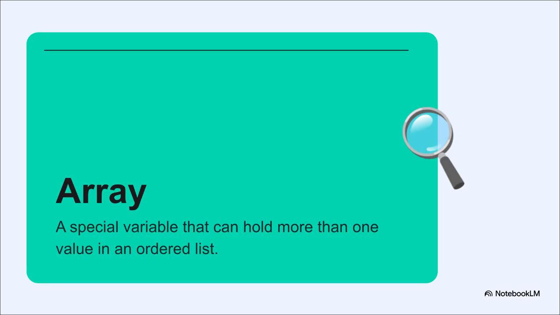So variables are perfect for holding one piece of information. But what if you have a whole list of things, like a grocery list? You wouldn't want to make item 1, item 2, item 3. That would be a mess. This is exactly what arrays are for.